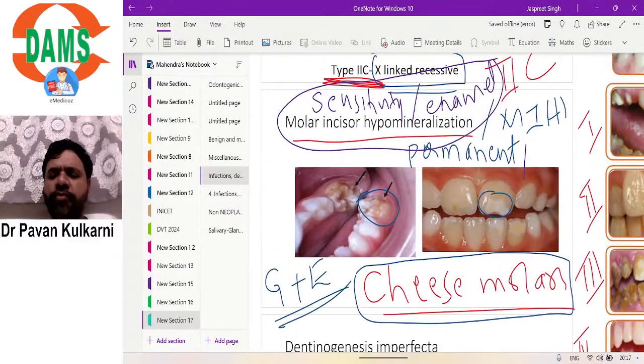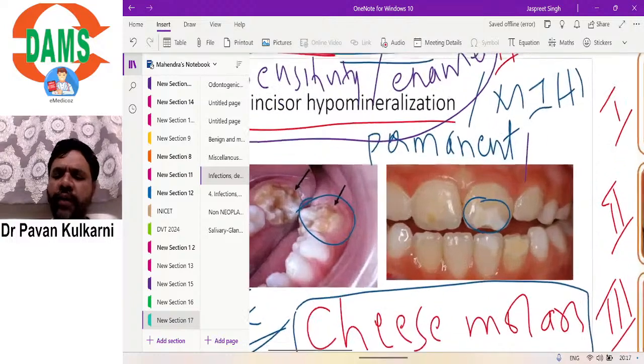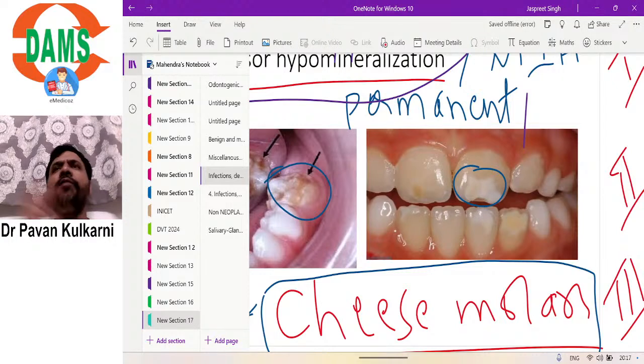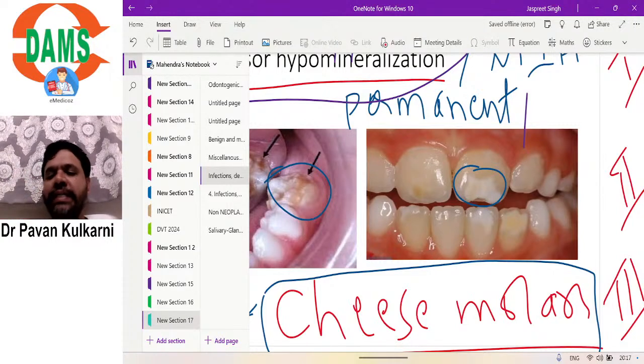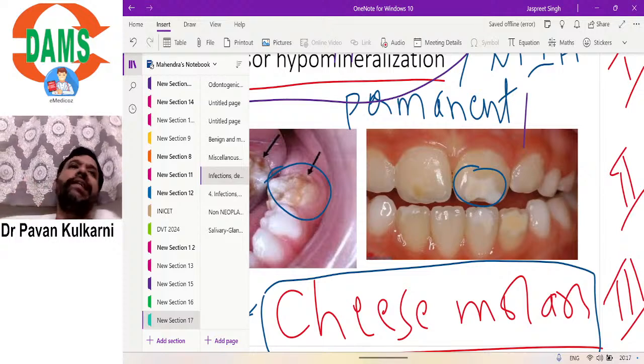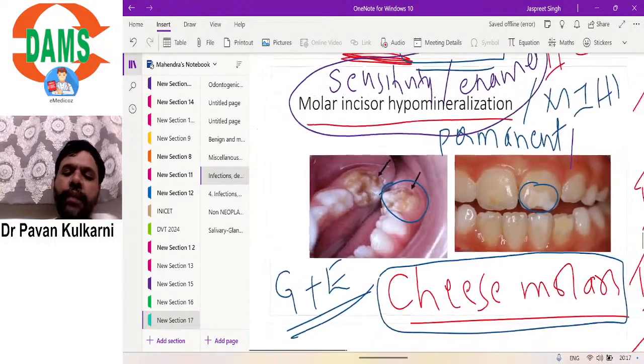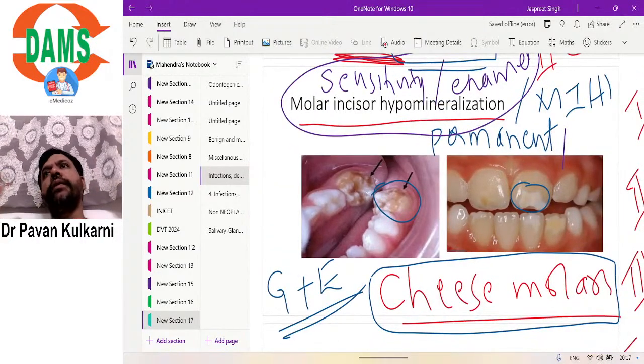Now this is an image of molar incisor hypoplasia, which typically is known as cheese molars. Why is it known as cheese molars? Because it will affect the molars and the incisors, and it will have opacity involving only the permanent incisors and the molars. It doesn't affect premolars, it doesn't affect the canines. It will typically affect the incisors, specifically usually the central incisors. It can involve the laterals also.